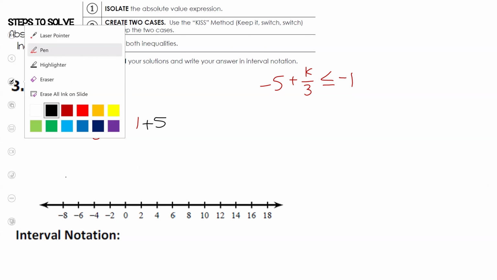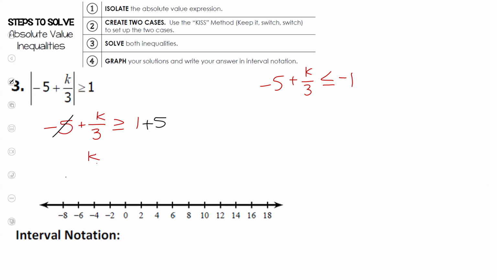So I am left with k divided by 3 is greater than or equal to 6. Now what do I do? Yes, multiply by 3. Those cancel. So what am I saying? K is greater than or equal to 18. Guys, did I multiply by a negative just now? No, I multiplied by a positive 3. That means my sign stays the same. You only change it if you multiply or divide by a negative.